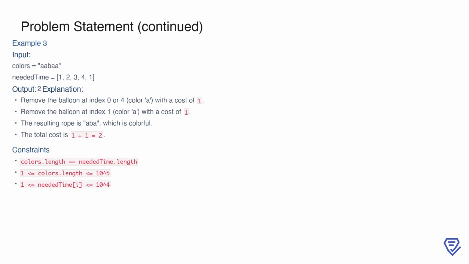In another example, colors is AABAA and needed time is 1, 2, 3, 4, 1. Here, Alice needs to remove 2 balloons to make the rope colorful. She can remove the balloon at index 0 or 4, both of which are with a removal cost of 1. Additionally, she removes the balloon at index 1, which is also with a cost of 1. This results in the rope ABA, which is colorful, and the total cost is 1 plus 1 is equal to 2.